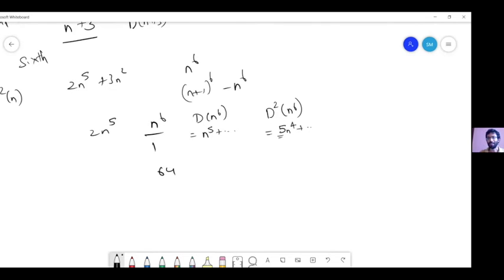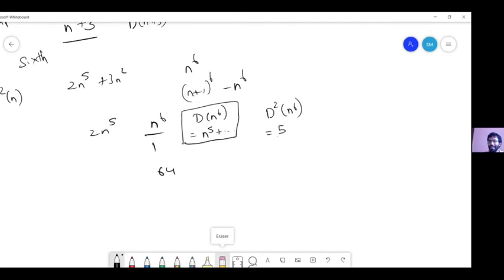Okay, so now we have d square n power 6. What can you tell about the first term? Any guesses with the reason? Now this is the first column, it starts with n power 5 and goes on. If I take the next column, that is d square n power 6, what would be the first term of the formula? It is 5n to the power of 4 only.